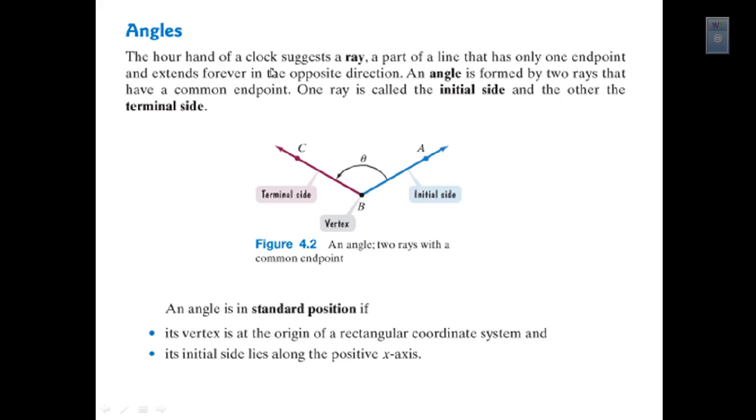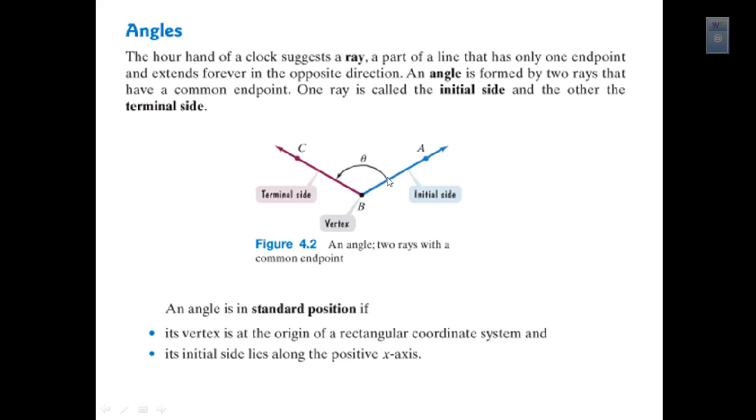The hour hand of a clock suggests a ray, a part of a line that has only one endpoint and extends forever in the opposite direction. An angle is formed by two rays that have a common endpoint. One ray is called the initial side, and the other is called the terminal side. So here we have the initial side, and then we measure theta through to get to the terminal side.